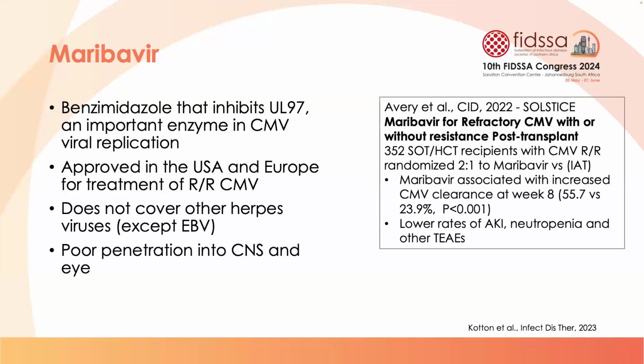So this was the major study that showed its use. It's called the Solstice study, where they randomized patients to either maribavir or investigator-decision treatment. And so that was generally foscarnet or cidofovir or ganciclovir at different doses. And it showed an increased clearance at week 8, so quite successful, and also lower rates of AKI, neutropenia, and other treatment-emergent adverse events.